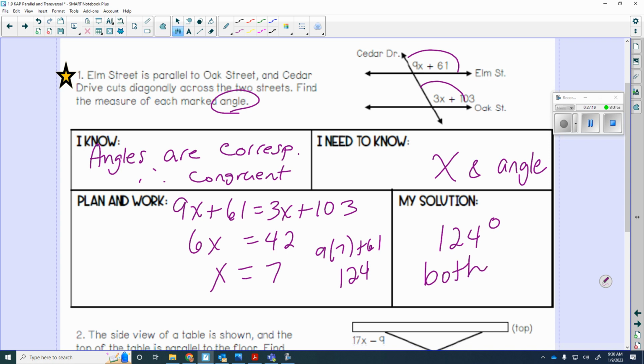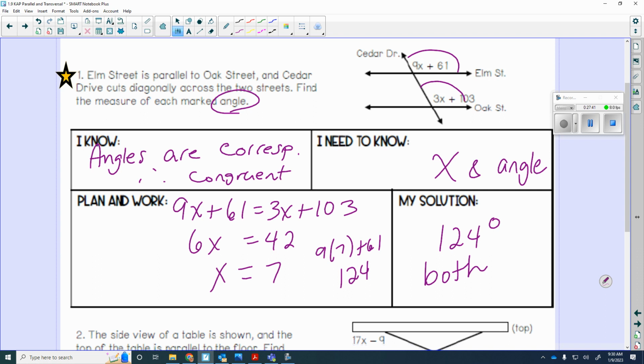Both. Okay? What was the hardest part of that whole thing? How did I know that the other one was 124? Because they're corresponding, and by definition, corresponding angles are congruent. Good question.